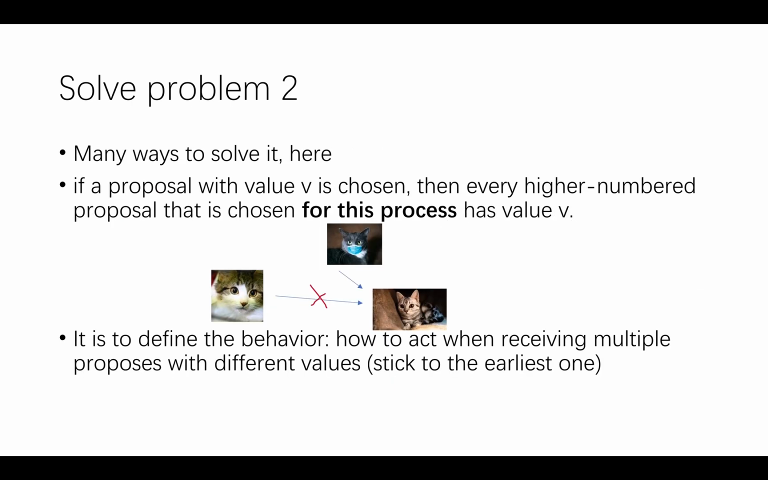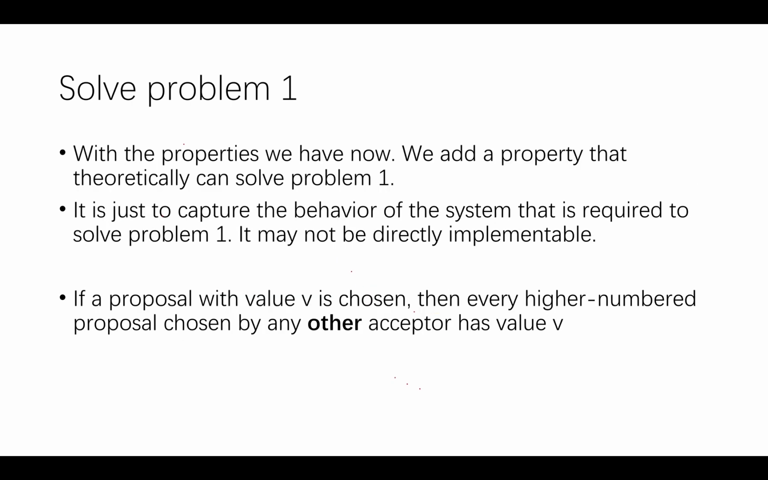This defines the behavior when multiple different proposals are received from different proposers, which is basically to stick to the earliest one. Now with property 2 we can try to solve problem 1 with a theoretical solution.